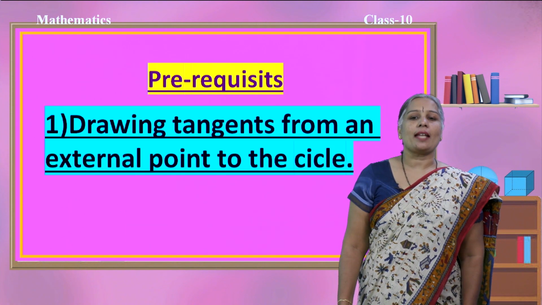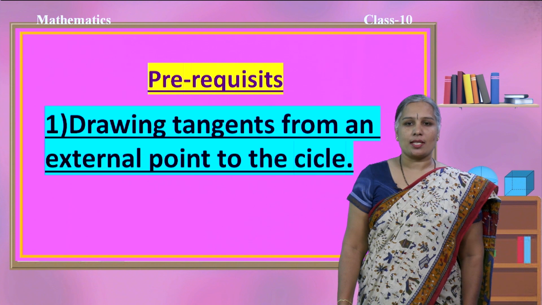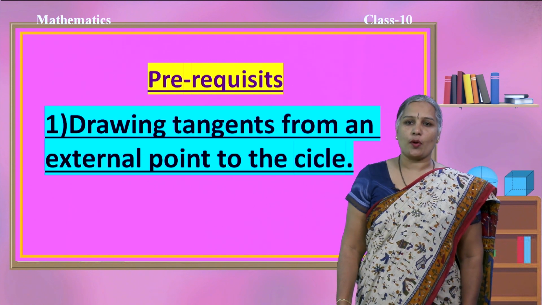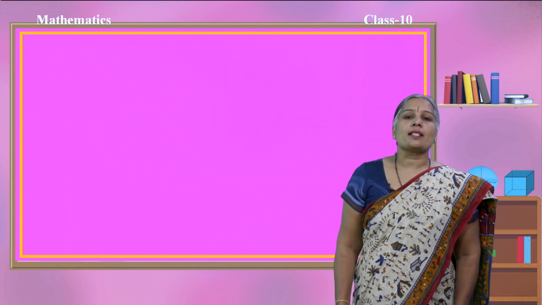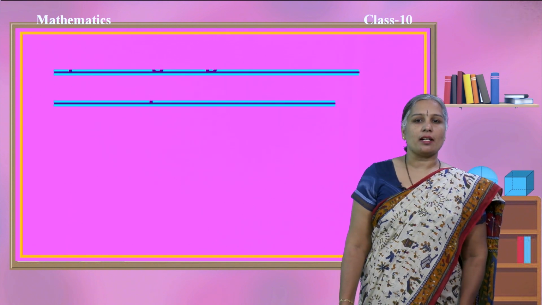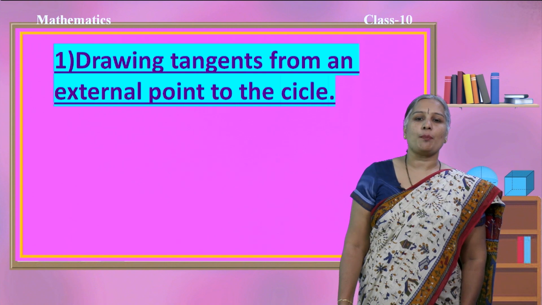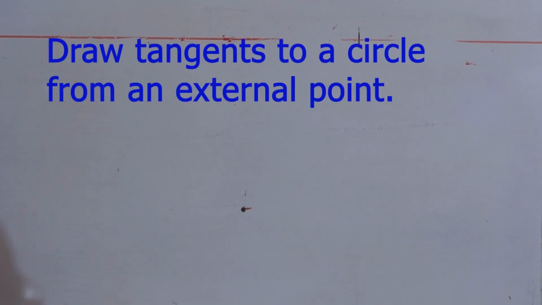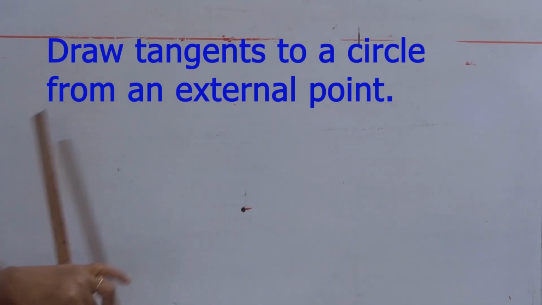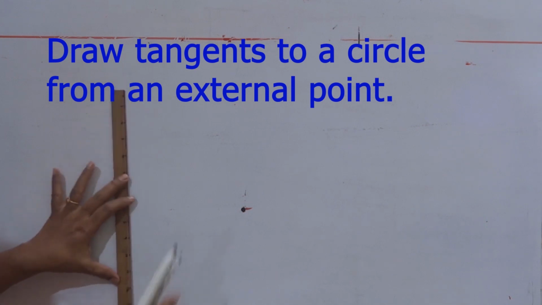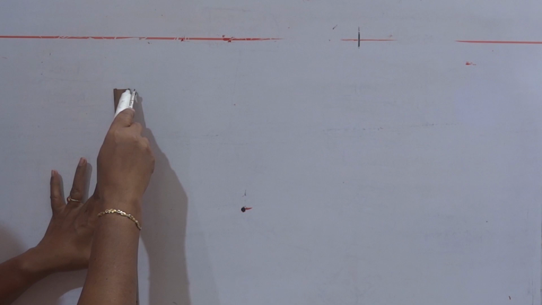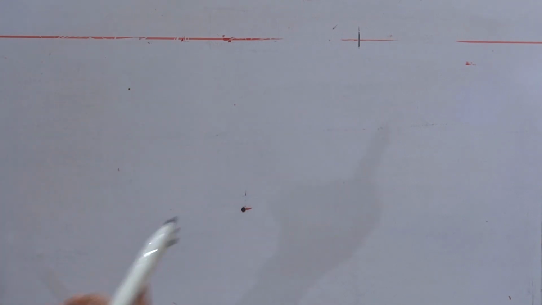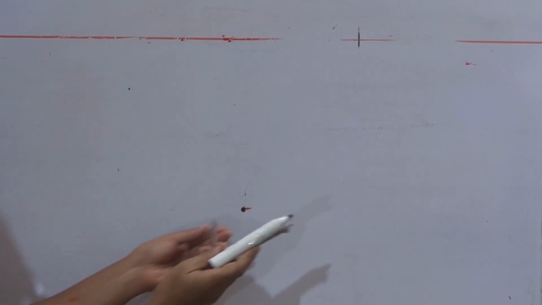Prerequisites. Drawing tangents from an external point to a circle. It is a very important prerequisite to understand today's concept. Let us see how to construct a tangent from an external point to the circle. To do this construction, first we have to draw a circle of radius 6 centimeters. Let me take the distance between the needle of the compass and the pencil as 6 centimeters and draw a circle.